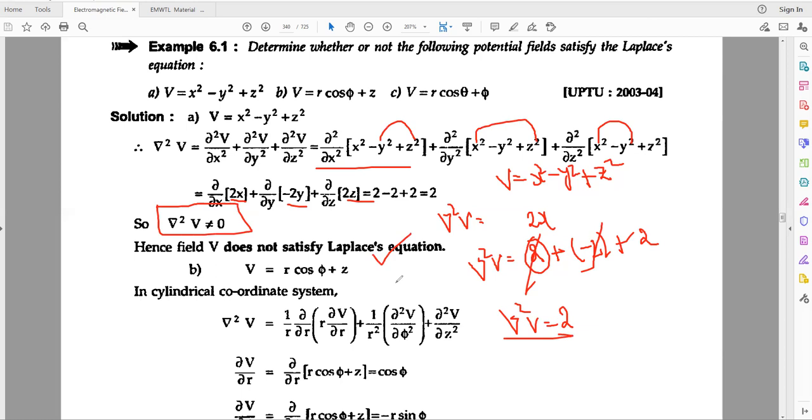What is the Laplace equation? It means ∇²V is equal to 0, you have to prove. Laplace equation means ∇²V is equal to 0. If it is not equal to 0, it does not satisfy the Laplace equation.